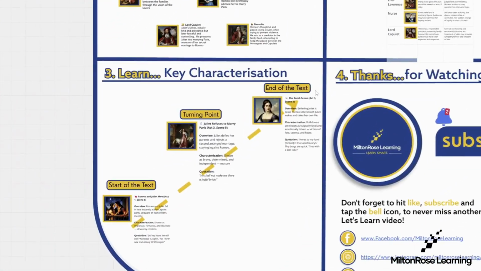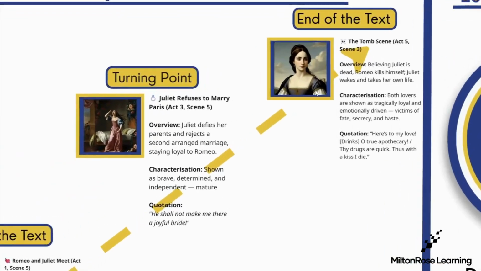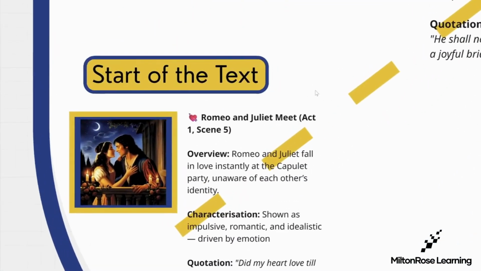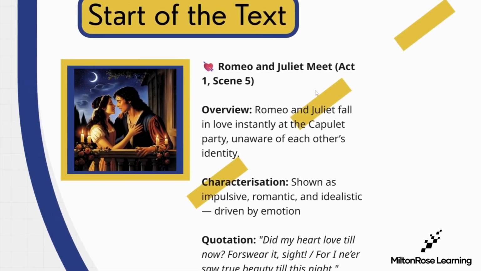Okay, right then. Last one. Let's look at key characterization. So characters change, don't they? They go on a journey in texts, especially in Romeo and Juliet. So let's look at the start of the text.